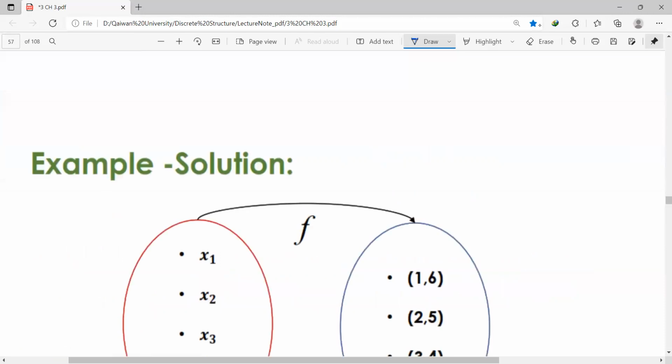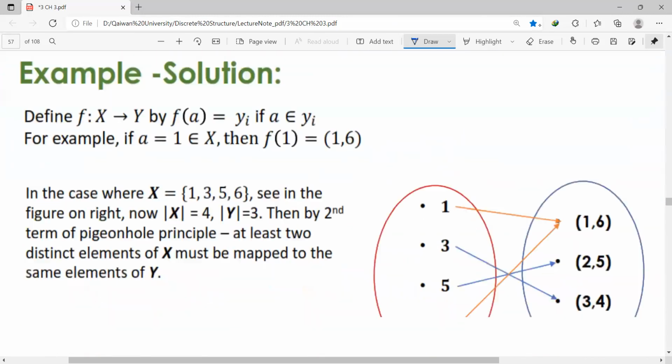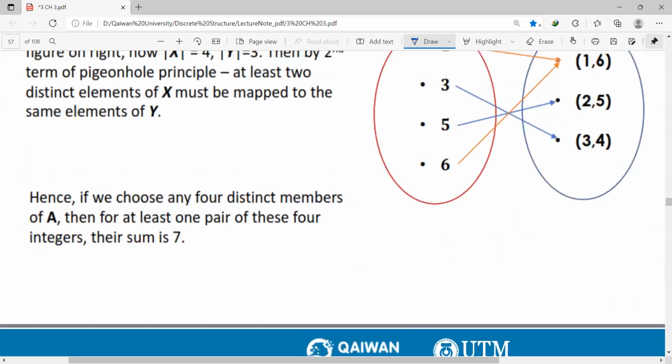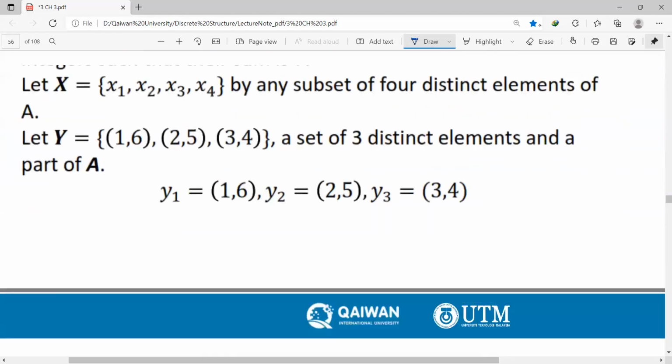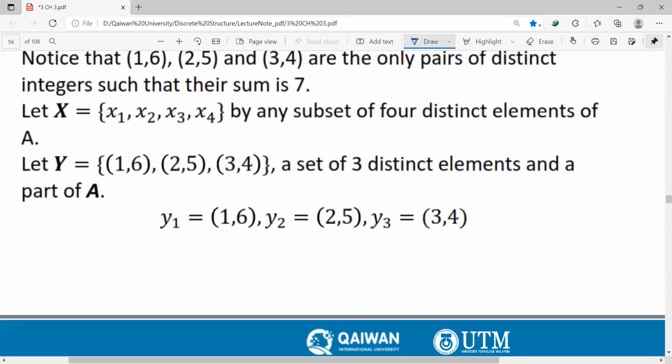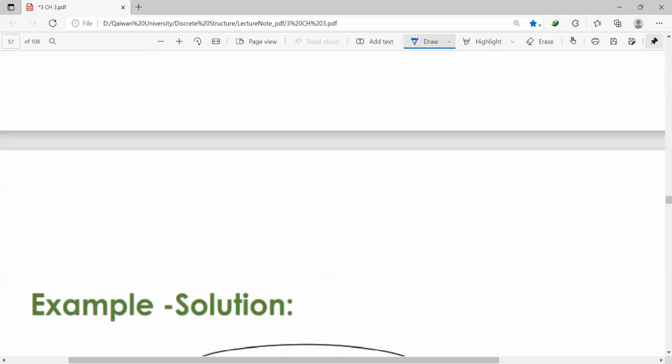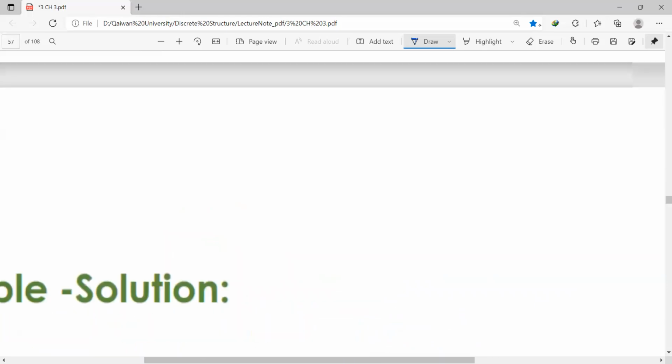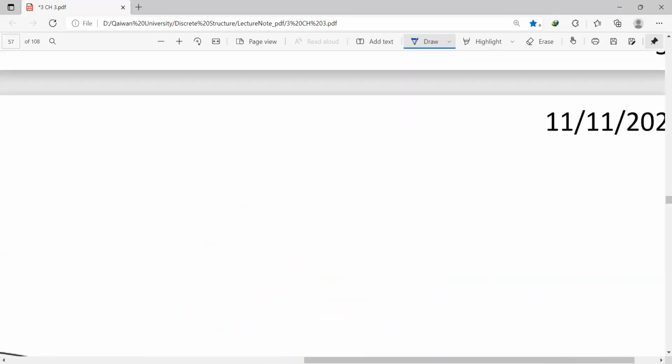Let's solve it here in a long way. I'm going to solve it easier. Let me find some space here. That's it. Let's solve it here. Here, set A is 1, 2, 3, 4, 5, and 6. This is set A.